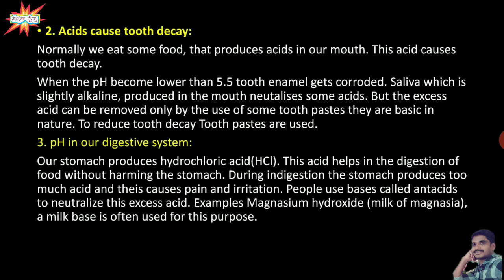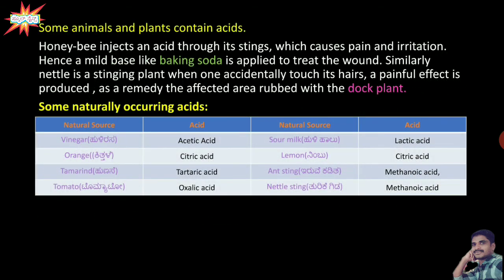Some animals and plants contain acids. As we know, the honey bee has some acid in its sting. That's why a honey bee injects an acid through its sting when it bites, which causes pain and irritation. Hence, a mild base like baking soda is applied to the point where it bites, to treat the wound.